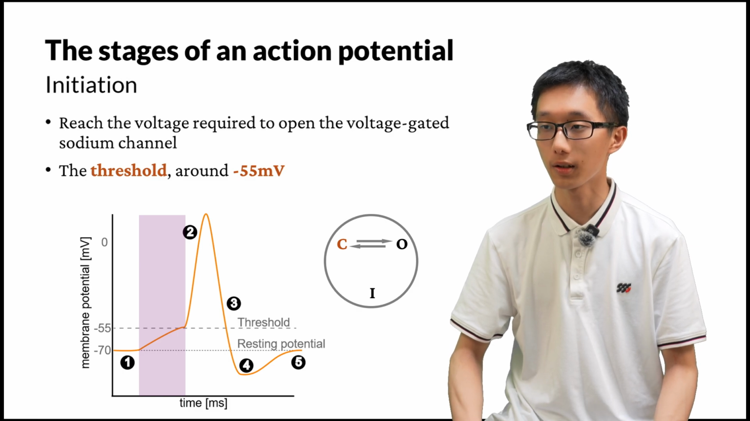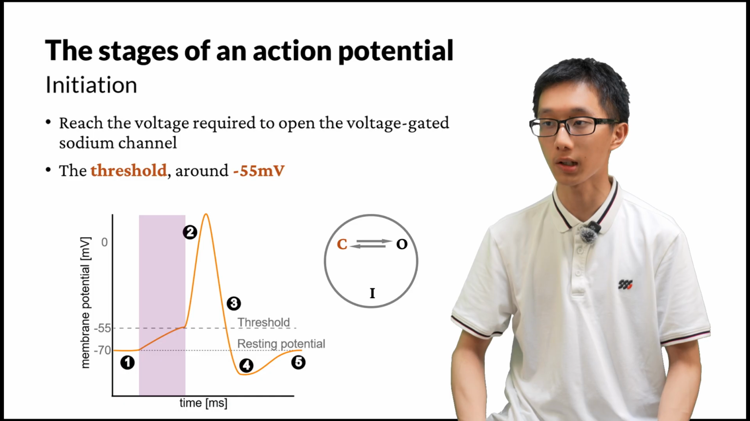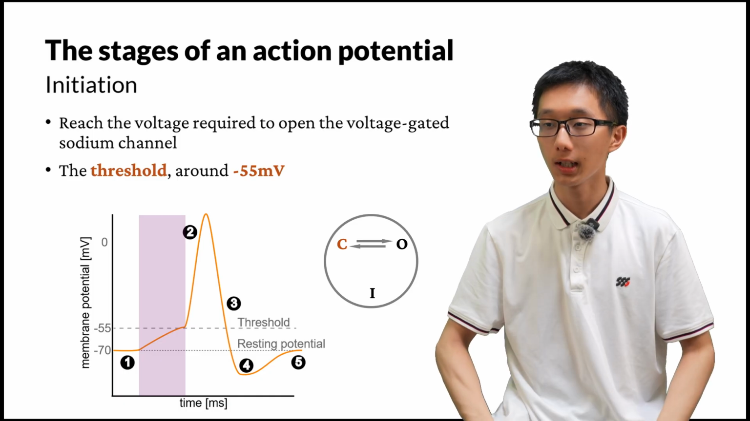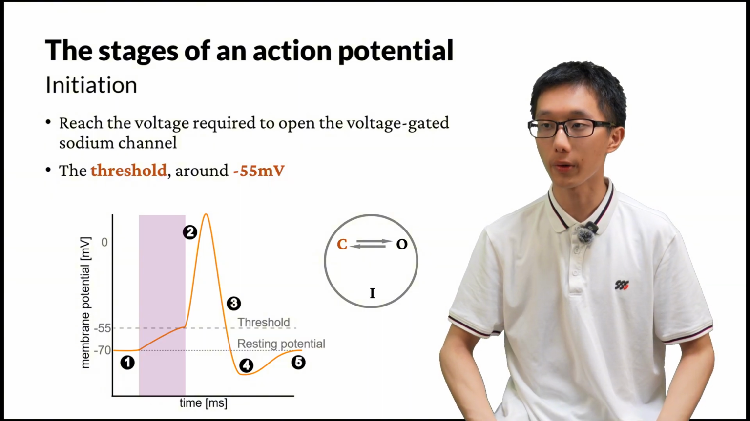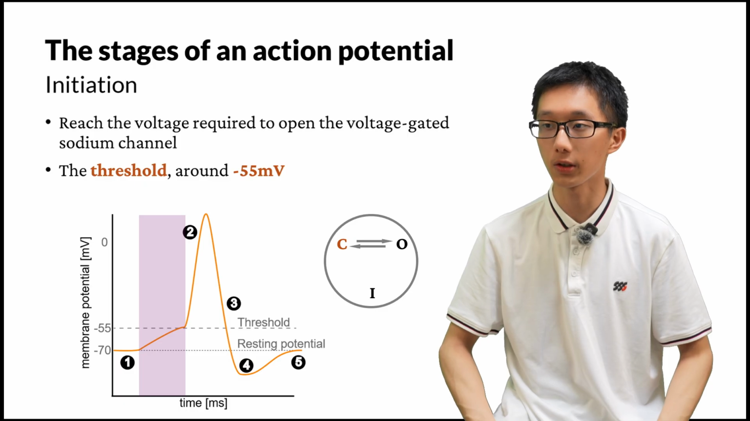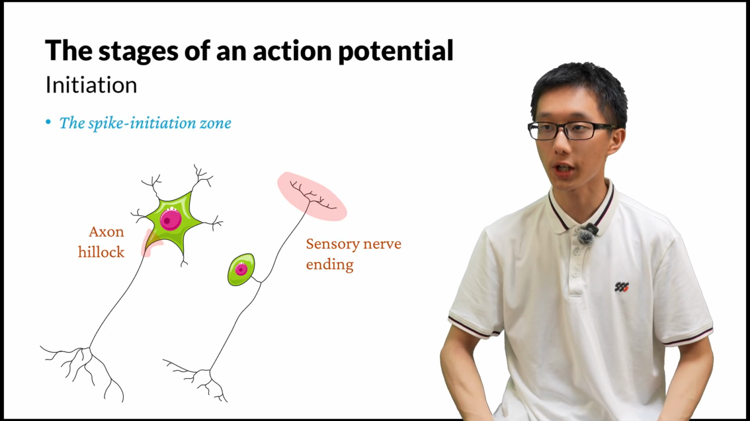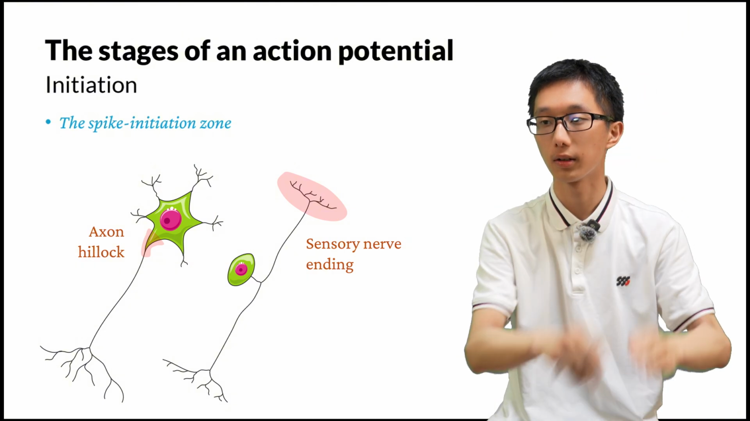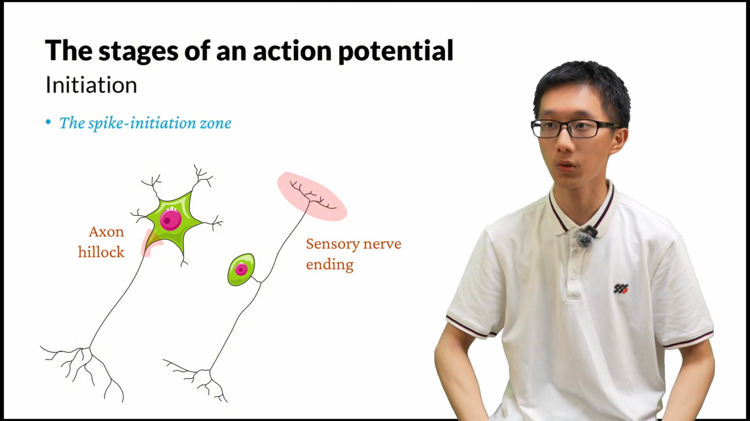In this case, the closed-state voltage-gated sodium channel is unable to fully turn into the open state. However, if we do reach the threshold, then the closed state will successfully transform into the open state. Where does initiation happen? In the spike initiation zone. The spike is a term to describe the action potential because, as we can see, the action potential has a very sharp spike-like shape. Thus, we call one action potential a spike.